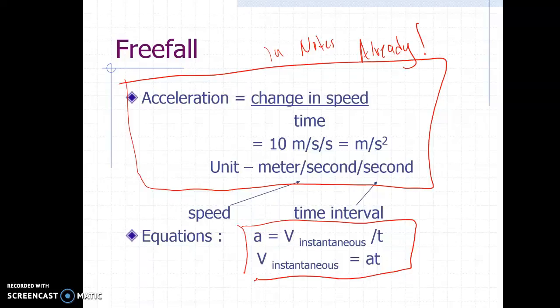The only thing to realize is when we're accelerating, the velocity is the instantaneous velocity. What is it at that exact moment? Because every second it's changing.